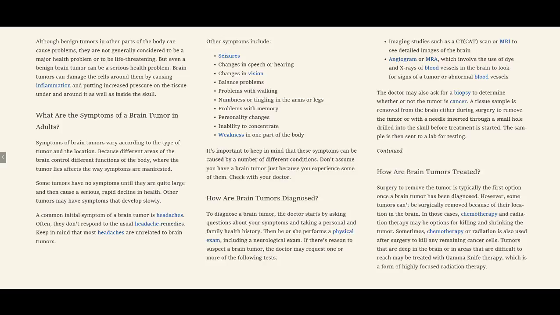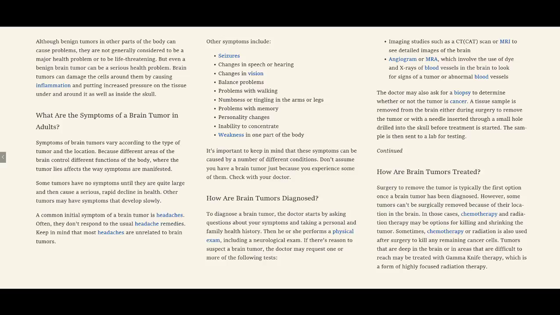It's important to keep in mind that these symptoms can be caused by a number of different conditions. Don't assume you have a brain tumor just because you experience some of them. Check with your doctor. How are brain tumors diagnosed? To diagnose a brain tumor, the doctor starts by asking questions about your symptoms and taking a personal and family health history. Then he or she performs a physical exam, including a neurological exam.